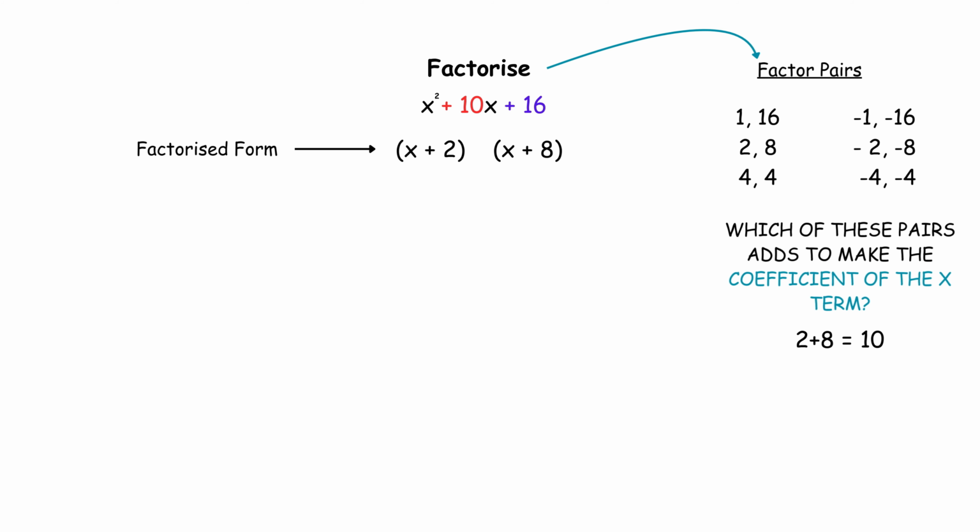The correct pair was 2 and 8 because 2 plus 8 equals 10. Finally, we would place these numbers into the brackets to get x plus 2 and x plus 8, which is the factorized form of that quadratic.